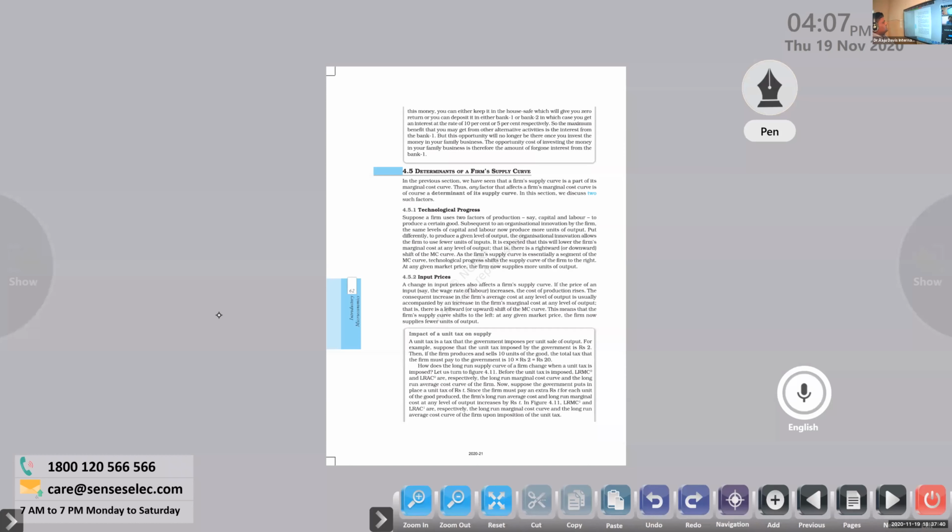Okay. Can you see the slide? The screen is visible, right?